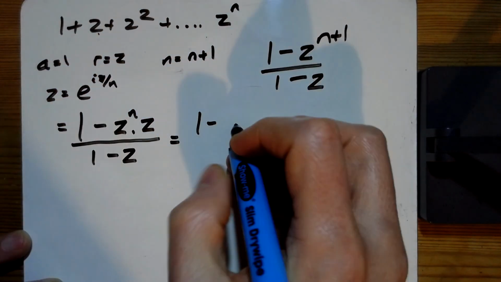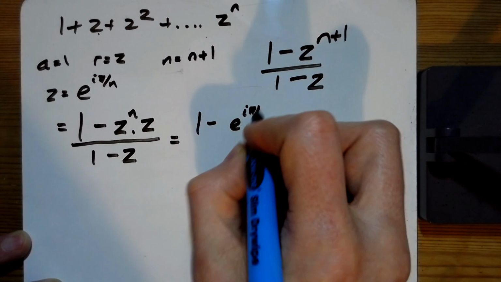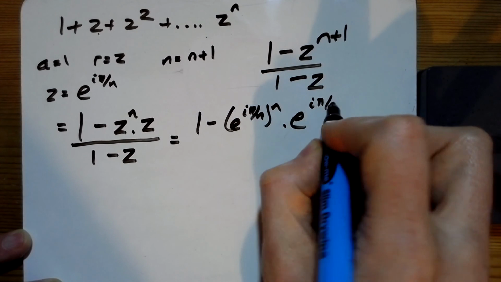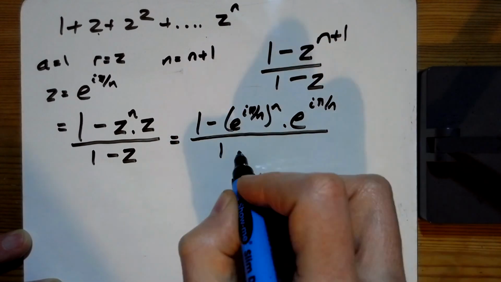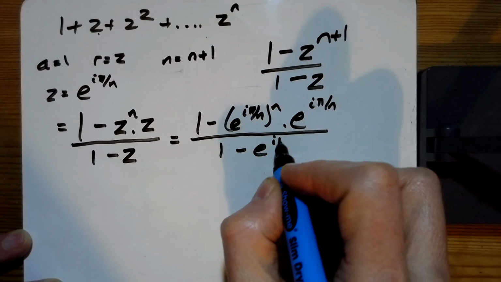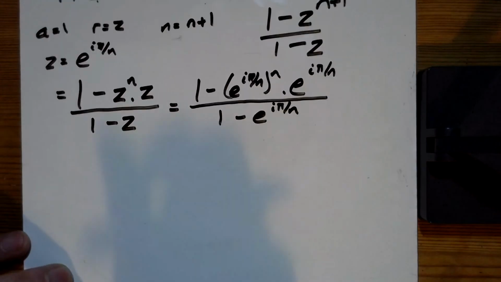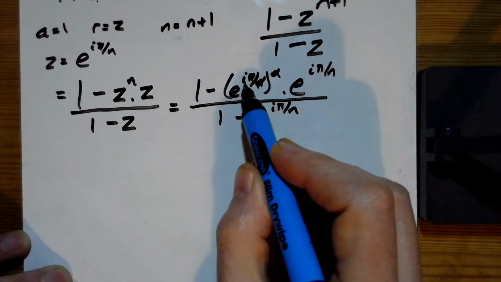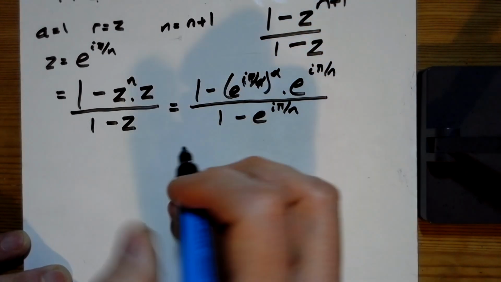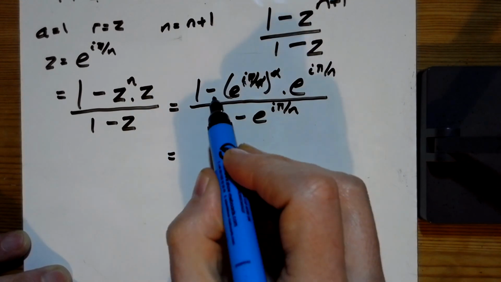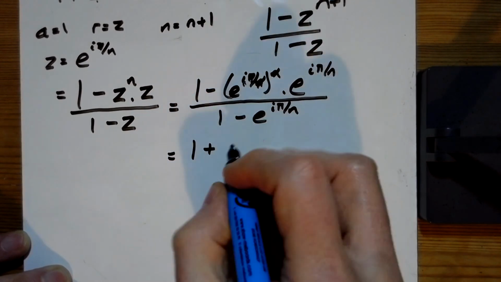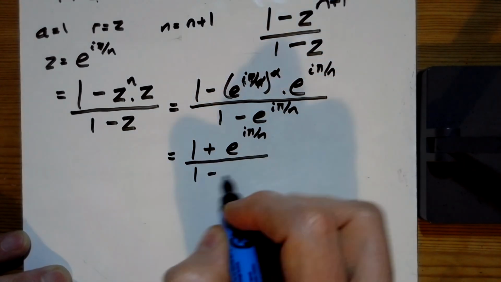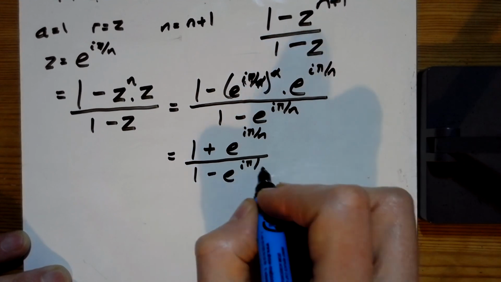So I've got 1 minus e to the i pi over n, to the n, times by another e to the i pi over n, all divided by 1 minus e to the i pi over n. And the reason why I did that is that on this point here you can see these n's cancel, so I just have an e to the i pi there, e to the i pi being minus 1. And so we can have a little breather when we get to the point where this is 1 plus, minus here, e to the i pi over n, over 1 minus e to the i pi over n.